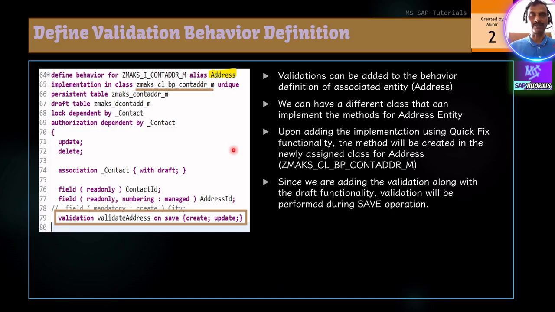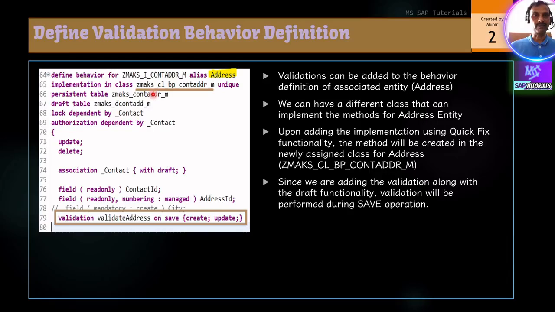The steps that we have to follow, as usual, would be to define a validation in any of the entities, the same way as what we have seen in our validation tutorial. Similarly, we define a validation here, validate address, and then we create an implementation of this method as usual.